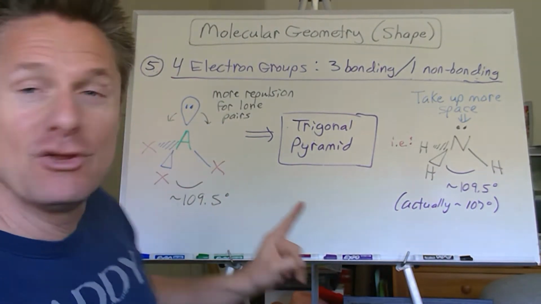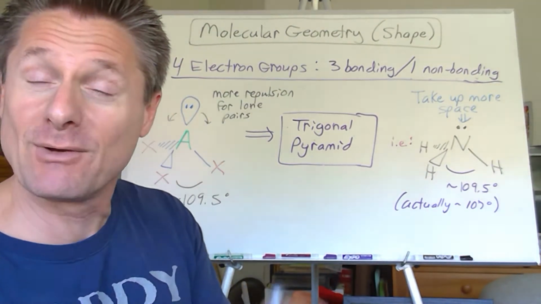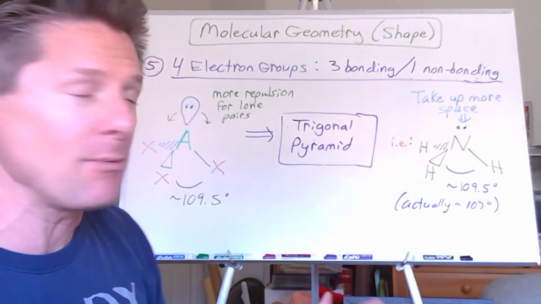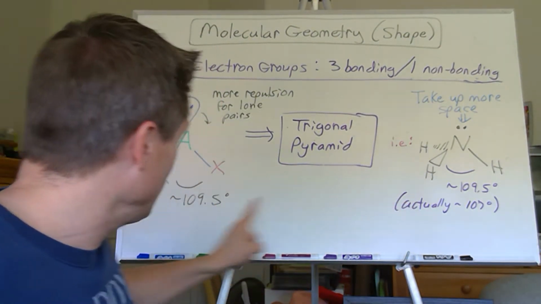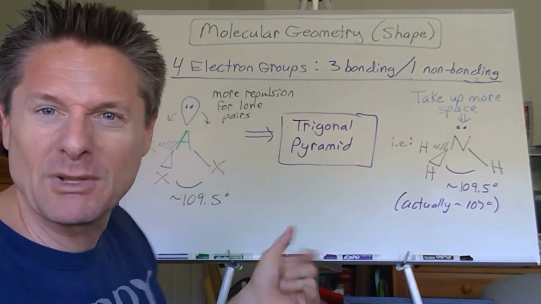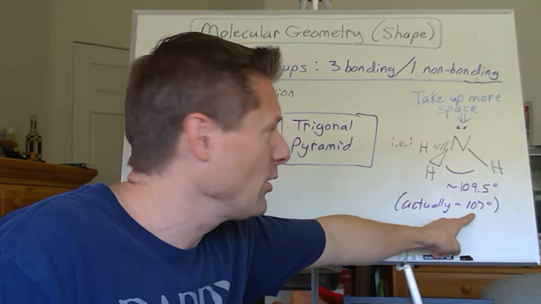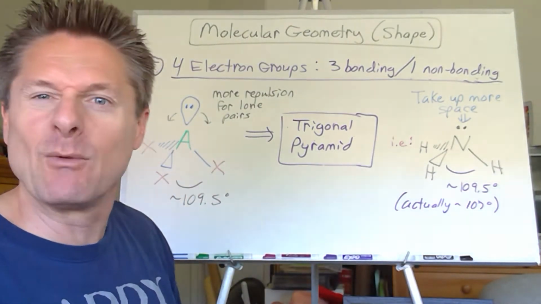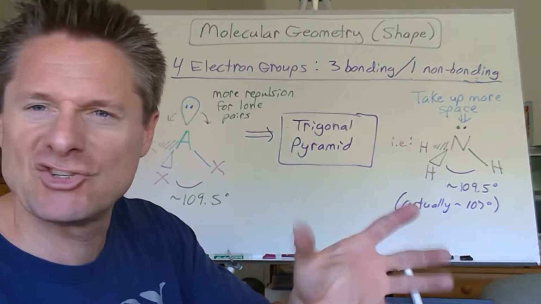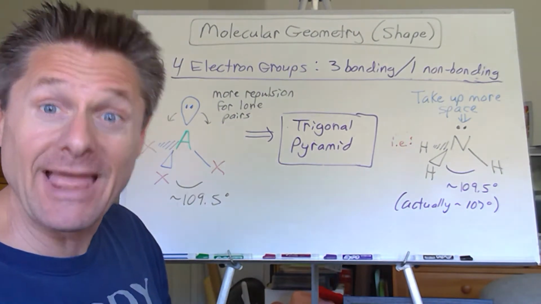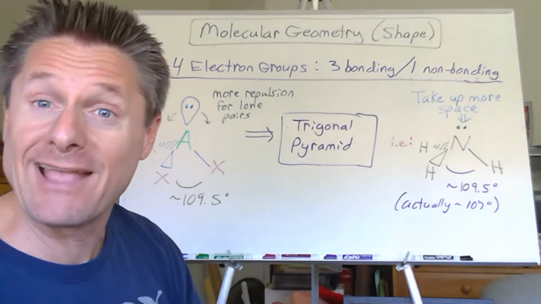So the angle you'd think would be 109.5 degrees based on the tetrahedral electron group geometry. But it turns out it's a little bit less. So I just put approximately 109.5. A lot of people just say 109.5. It's really closer to about 107, depending on what the atoms are. About 2.5 degrees less than you'd think, because that lone pair has more repulsion.